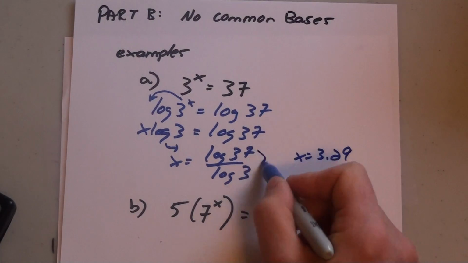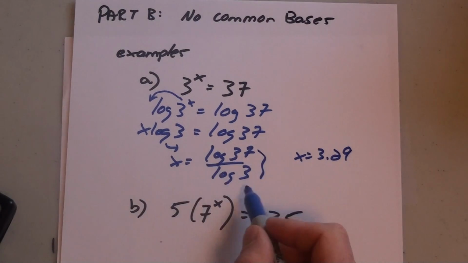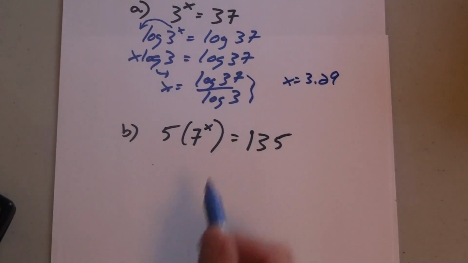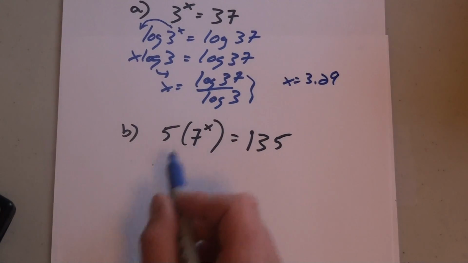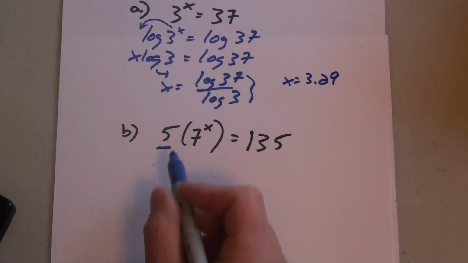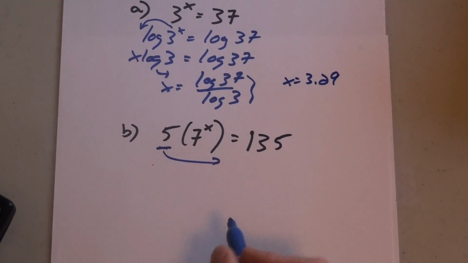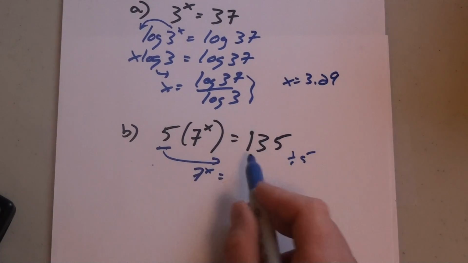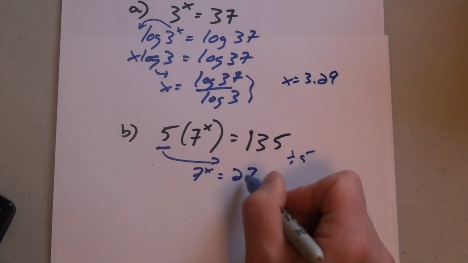So you can just simply put this in your calculator and that will get you your answer. Okay, so logarithms is the key when you do not have a common base. Again, in this case, I have base 7, but I have this 5 multiplying in front. I need to divide it over to the other side. So I'm going to divide both sides by 5, and I'll be left with 7^x equals, now 135 divided by 5 is going to be 27.